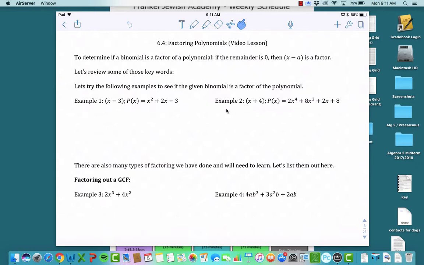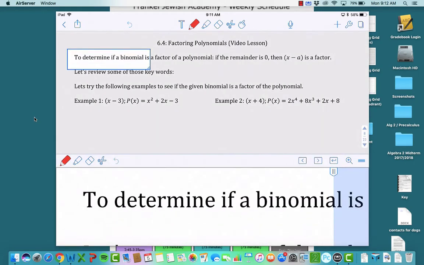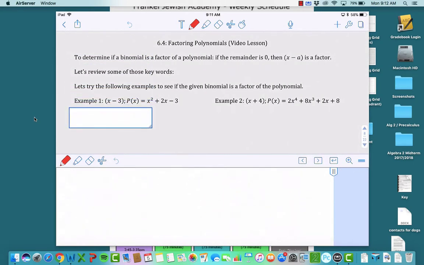Okay, so here we are. We are going to do your 6.4 video lesson. It is all about factoring. We did factoring in the last unit, so a lot of today is going to be a little bit of a review. So to start, in 6.3, we talked about something called synthetic substitution.